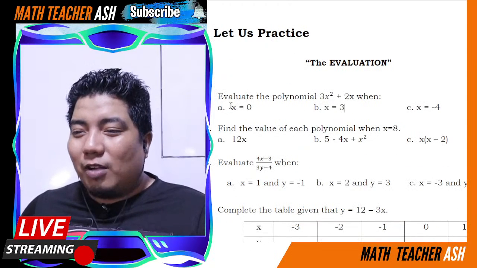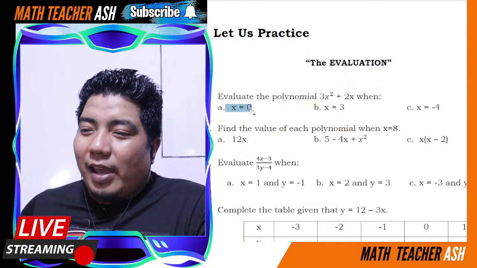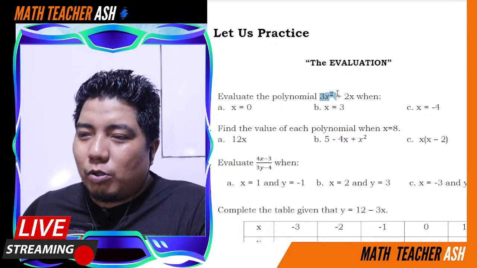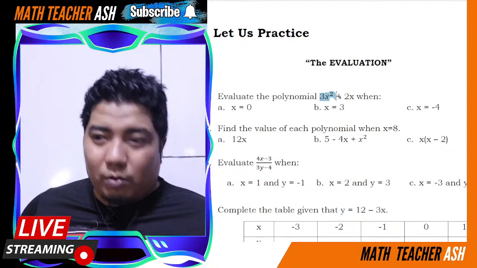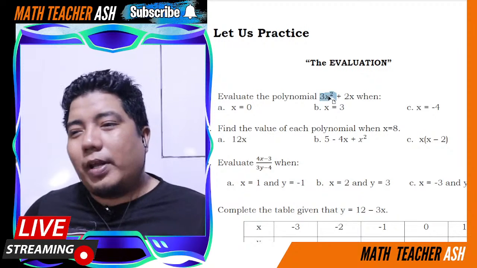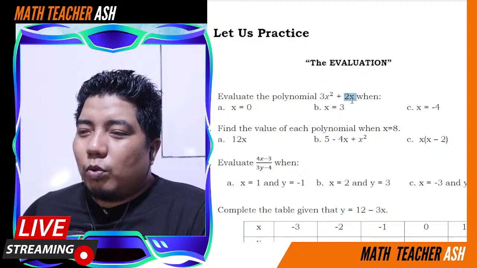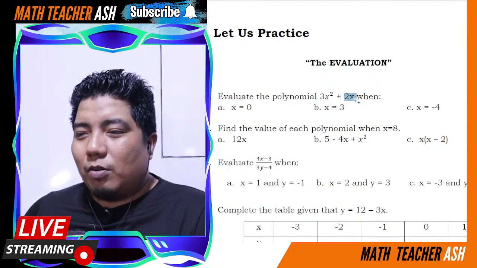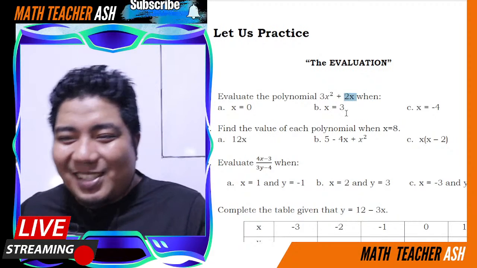So, paano ba i-solve? Okay, let's try to solve this letter A. So, we have x is equal to 0. So, papalitan ko to ng 0. So, 3 times 0 squared. Ano ba ang 0 squared? Of course, 0 times 0 is 0. So, 0 na ito. 0 times 3, 0 pa rin. Okay, so 0 na ako dito na part. I have here 2 times 0, 0 pa rin. So, 0 plus 0, of course, 0. May sagot na kayo sa letter A.